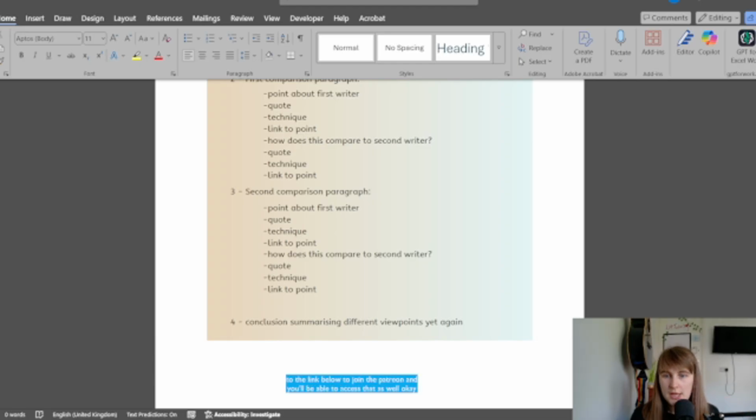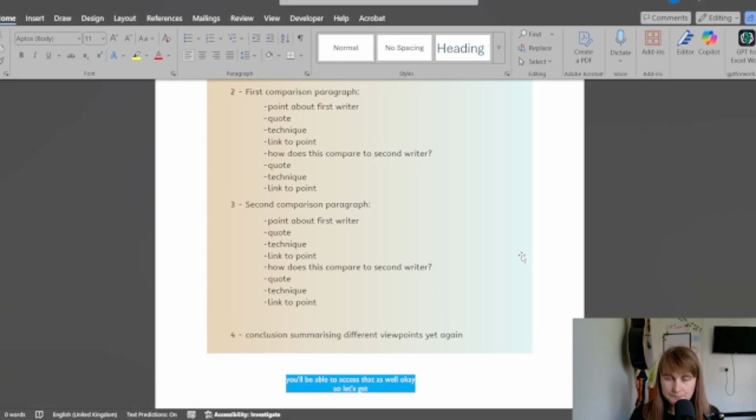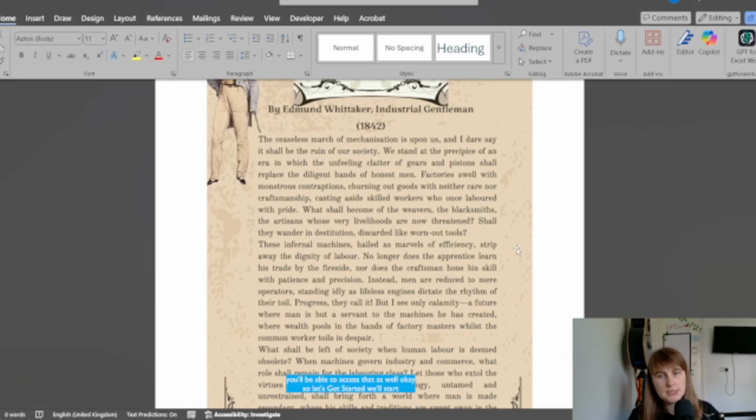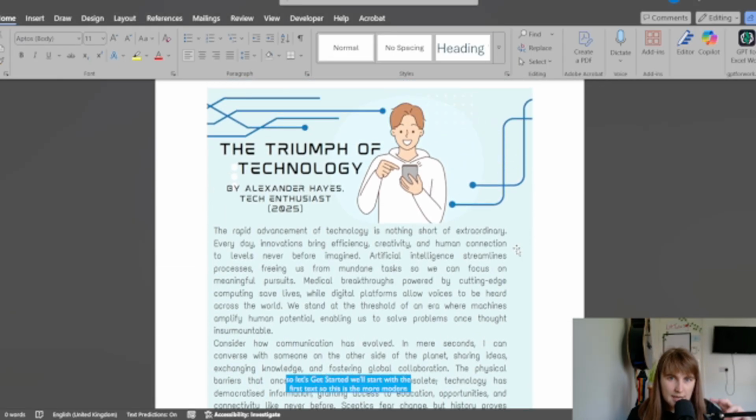Okay, so let's get started. We'll start with the first text. So this is the more modern text. I'd probably advise doing that in your exam. You will have answered a few questions before this one anyway, but start with the thing that's most familiar to you to kind of warm up, and then we'll look at the text that might be a little bit harder to understand.